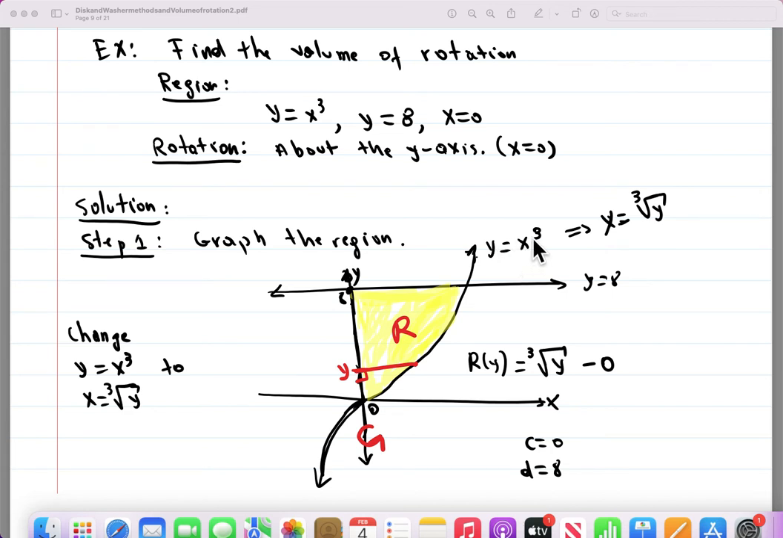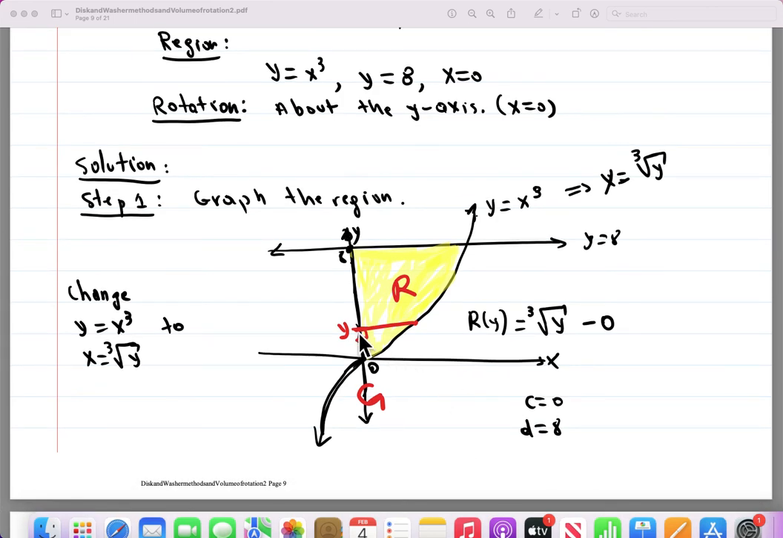So to change this as a function of y, you're going to take the cube root of both sides of the equation. You take the cube root of x cubed, it gives you x. You take the cube root of y, you get cube root of y. So that is the equation we're going to use for this problem, not this one. Now, the region is bounded below, in terms of the y variable, by y equals 0 and then y equals 8. So those will be our limits of integration. We're going to call that c equals 0 and d equals 8.